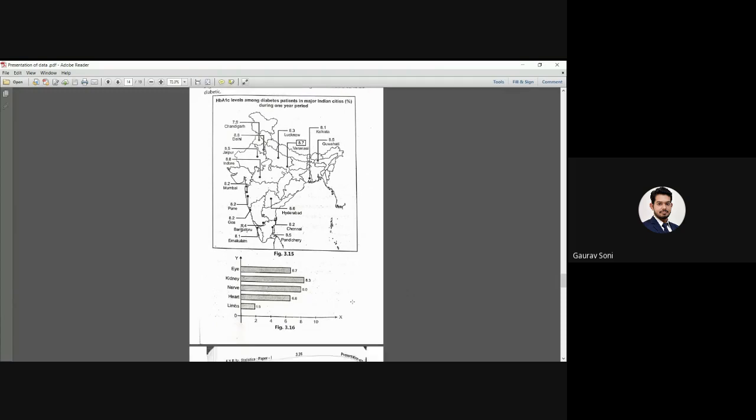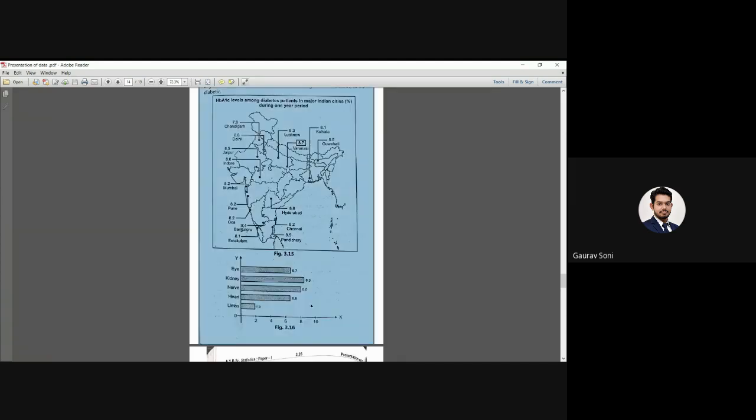So the question is, the second chart here represents the complications which are there to the diabetic patients, and the question is, name the highest of complications among diabetes patients. So it is given here the eye complications 6.7%, kidney 8.3, nerve 8.0, heart 6.6, and limbs 1.9. So the highest is for the kidney.